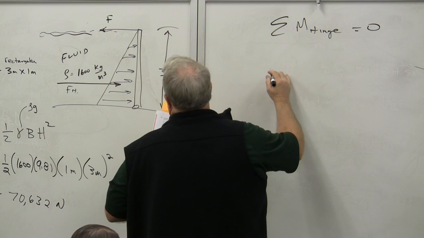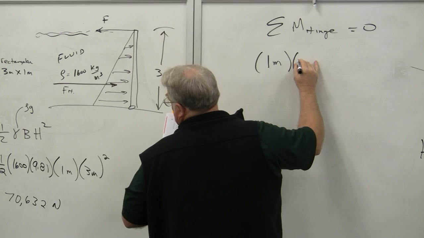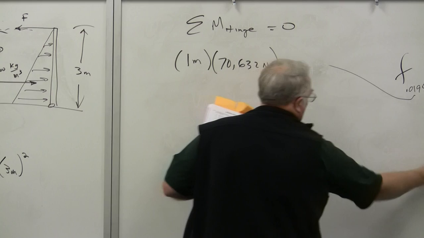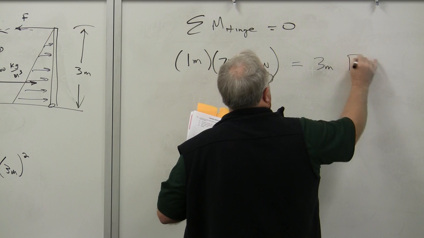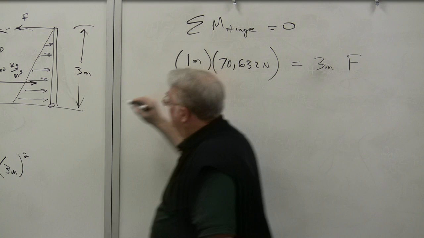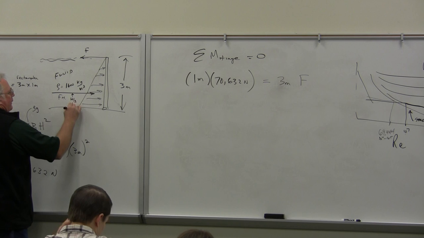So I'm gonna have 1 meter times 70,632 newtons, which is equal to 3 meters times F. Okay? This 1 meter here is this distance right here, which is H over 3, right?